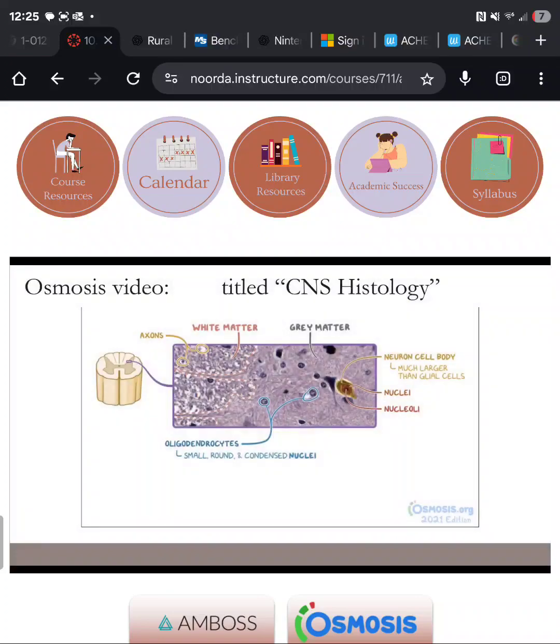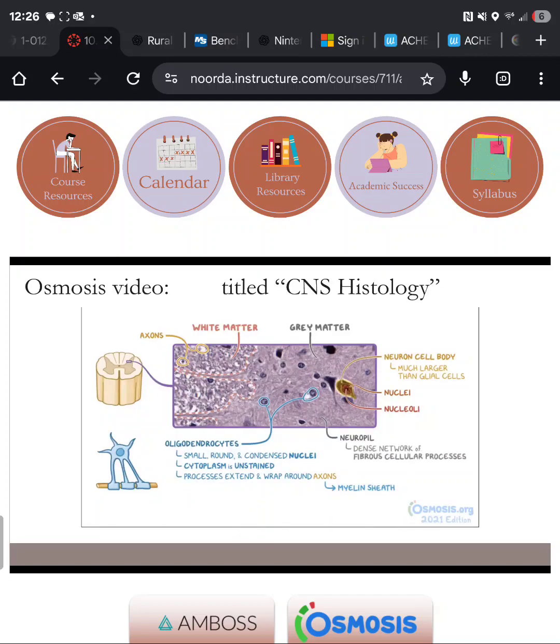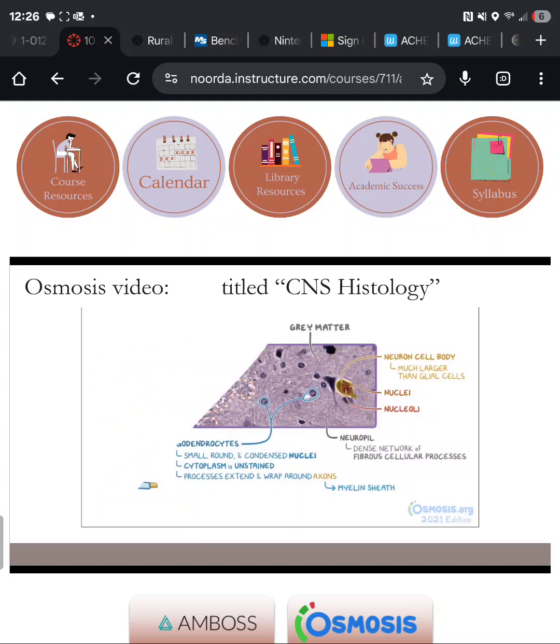Their cell bodies aren't easily seen because their cytoplasm is unstained since it contains a lot of Golgi complexes which don't absorb the stain. Oligodendrocytes have many processes that extend and wrap around axons to form the myelin sheath for axons within the CNS. The peripheral nervous system's myelin sheaths are produced by Schwann cells instead. The gray matter surrounding all the cells is called the neuropil, which consists of a dense network of fibrous cellular branches or processes from glial cells and neurons.